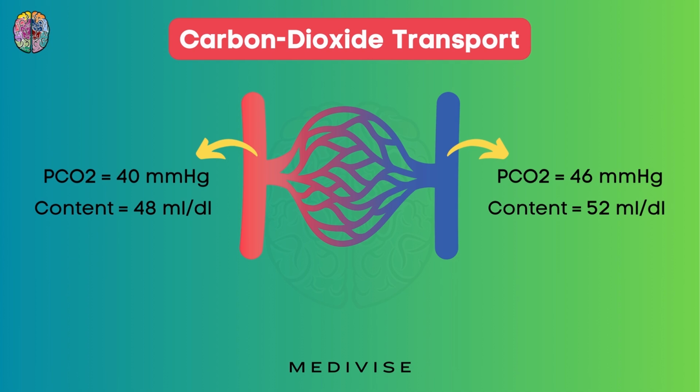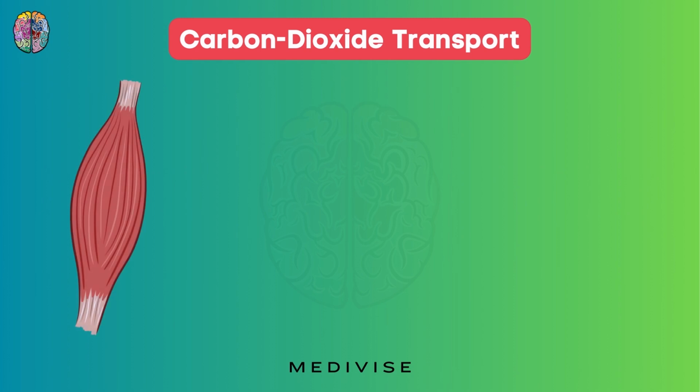So if I ask you how much carbon dioxide was transported from the tissues into the blood, what will be your answer? You can very easily see that from the tissues 4 ml of carbon dioxide was transported. Now let's see the exact mechanism of the transport of carbon dioxide.